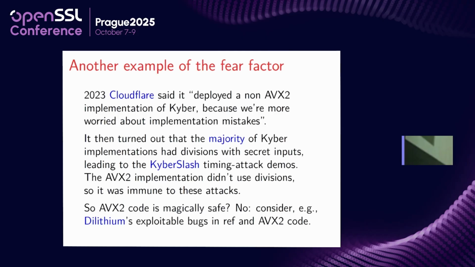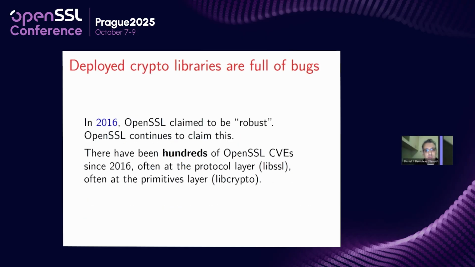I've been giving you various post-quantum examples, but it's not just that. I mean, post-quantum software is certainly a disaster, but pre-quantum software is also a disaster. Looking at OpenSSL, starting in 2016, OpenSSL says it's a robust cryptographic toolkit. And since then, there have been hundreds of CVEs in OpenSSL. A lot of them are up at the TLS layer, which I'm not talking about, but a lot of them are down at the cryptographic primitives layer, which is what I'm talking about. And this is kind of terrifying.